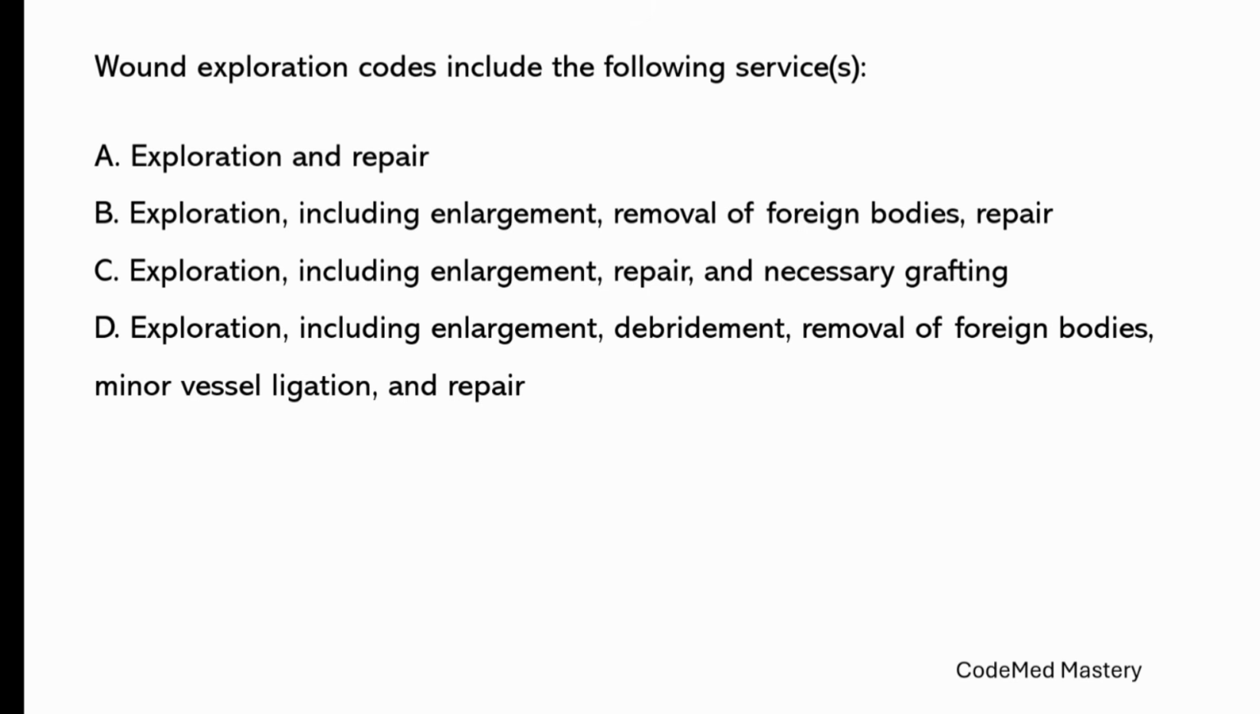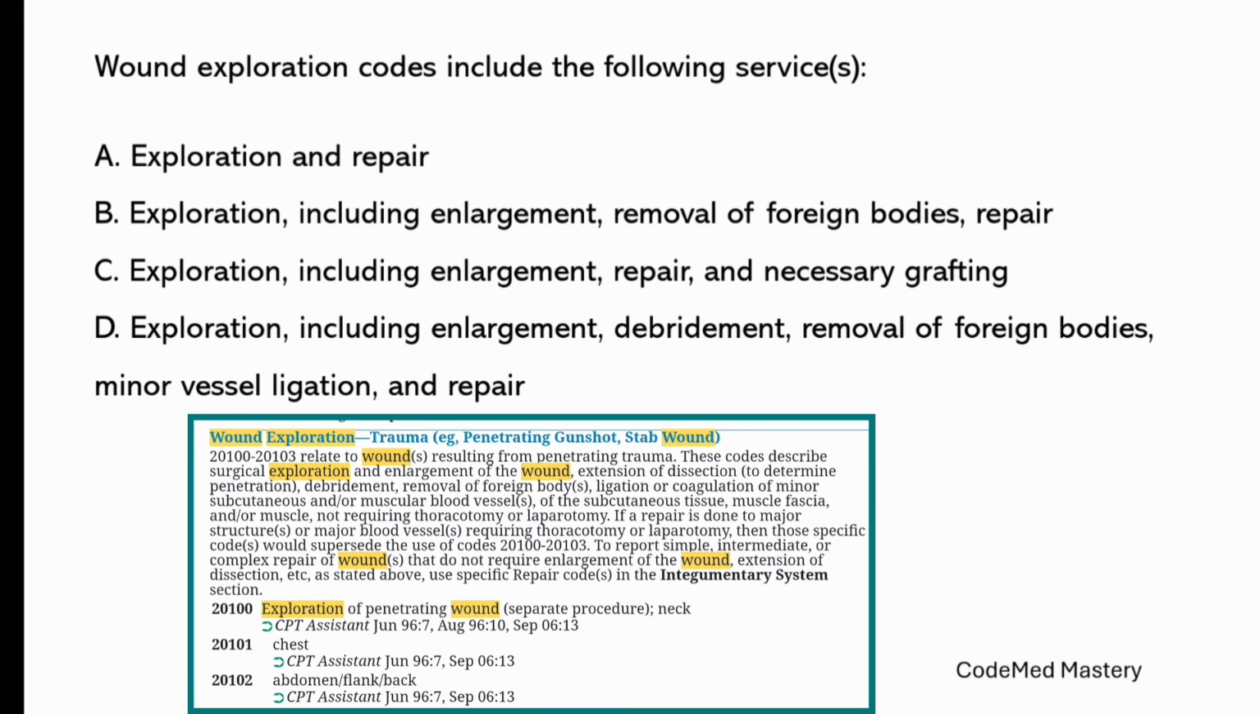The wound exploration code ranges 20100 to 20103. It is in the CPT manual, musculoskeletal system. In the first paragraph under wound exploration, you can find these codes describe surgical exploration and enlargement of the wound, extension of dissection, debridement, removal of foreign body, ligation or coagulation of minor subcutaneous or muscular blood vessels of the subcutaneous tissue, muscle fascia and or muscle, not requiring thoracotomy or laparotomy.